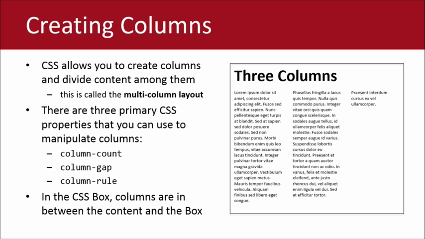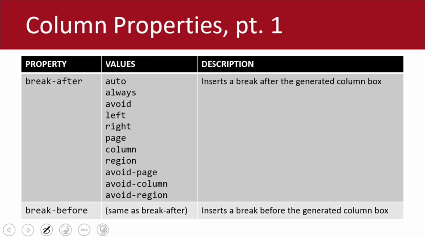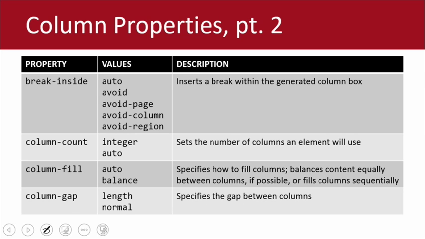In the CSS box, columns are between the content and the box, right? And so what we're saying is a column would be here and here, right? All right, so a couple of column properties that are really important to review along with their values. There's break after, break before, break inside, column count, column fill, column gap. Column count is the one that we're going to be using right now.